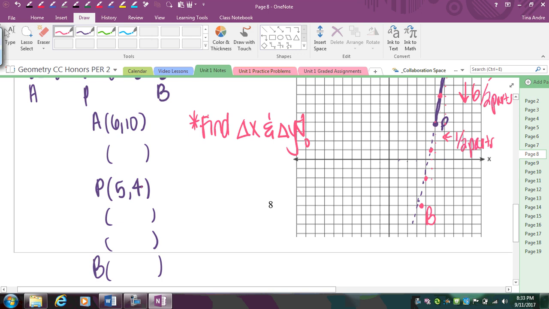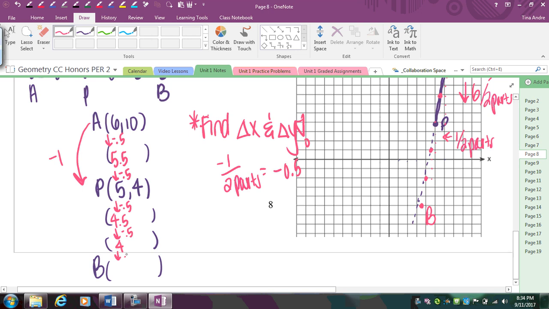So what you do is you're going to go from A to P. We had to subtract 1, but you're going to divide that by 2 because there's 2 parts between A and P. So that means it's going to be down 0.5. So each time it's going to be minus 0.5. So this is going to be 5.5. Subtract 0.5 and you get 5, and then just repeat that. It has to be the same. So we end up with 4.5, subtract 0.5 again, you get 4, subtract 0.5 again, and you end up with 3.5.